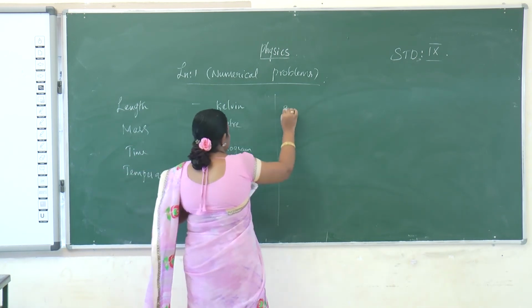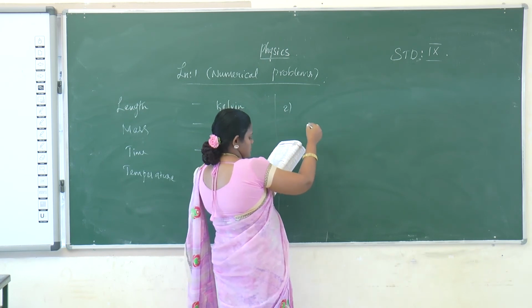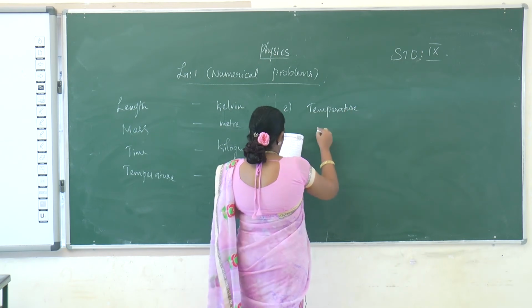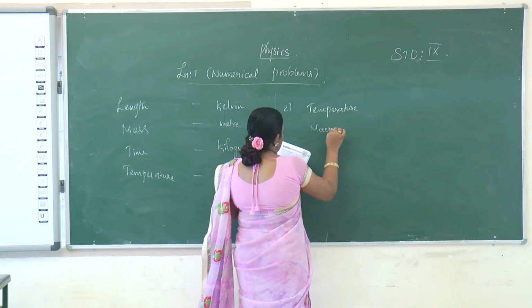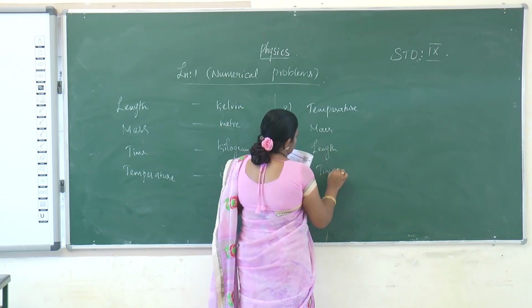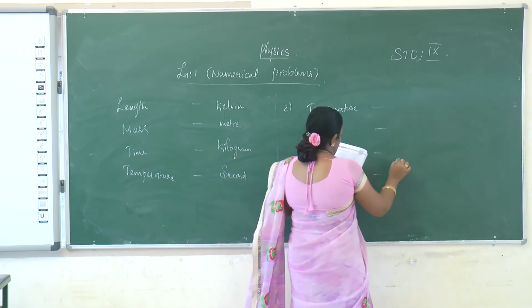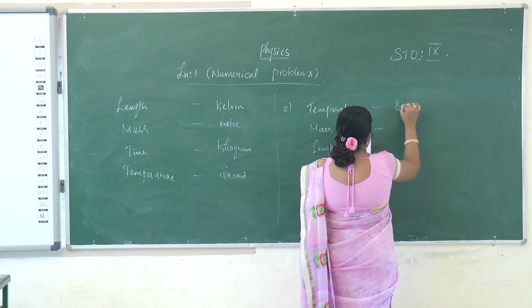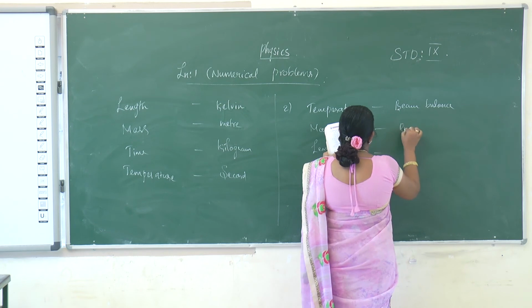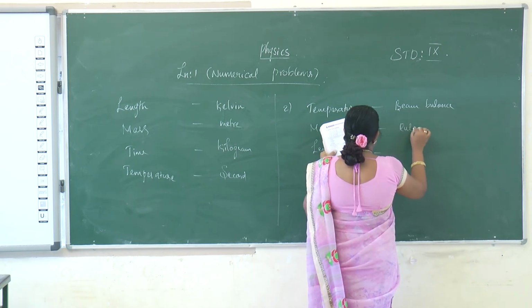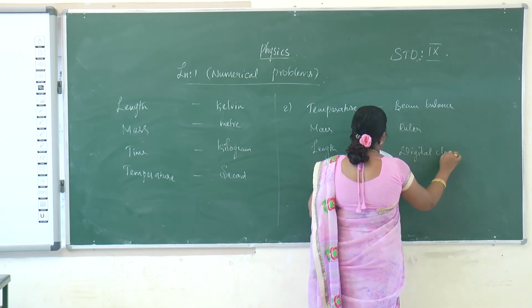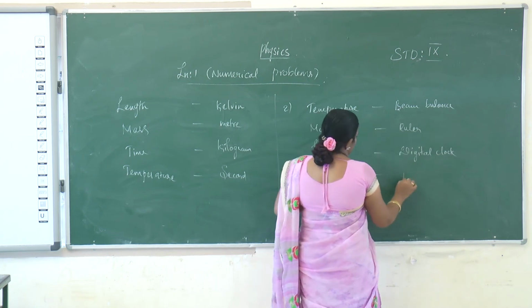And second one: on the left hand side, temperature, mass, length and time, and on the right hand side, beam balance, ruler, digital clock and thermometer.